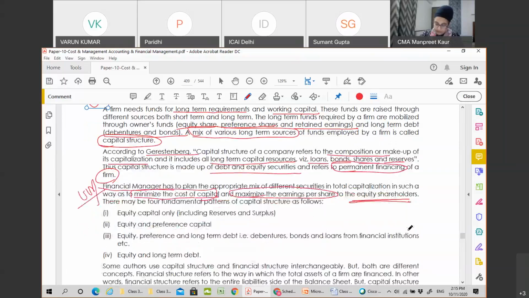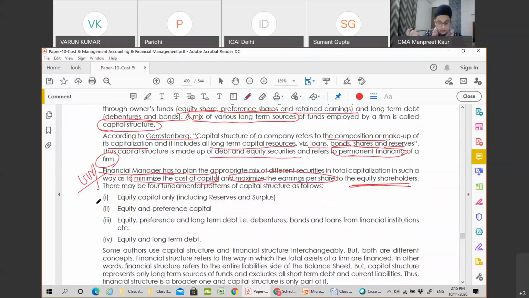There are patterns like: या तो वो सिर्फ इक्विटी कैपिटल के थ्रू अपनी कैपिटल स्ट्रक्चर फॉर्म कर ले, या इक्विटी और प्रेफरेंस के थ्रू कर ले, या इक्विटी प्रेफरेंस इन लॉन्ग टर्म डिबेंचर्स बॉन्ड्स लोन्स फ्रॉम द फाइनेंशियल इंस्टीट्यूशंस के थ्रू कर ले, और इक्विटी प्लस लॉन्ग टर्म डेट, इक्विटी प्लस डिबेंचर्स कर ले. They used interchangeably. Firm can use any structure with the bond, any capital structure.